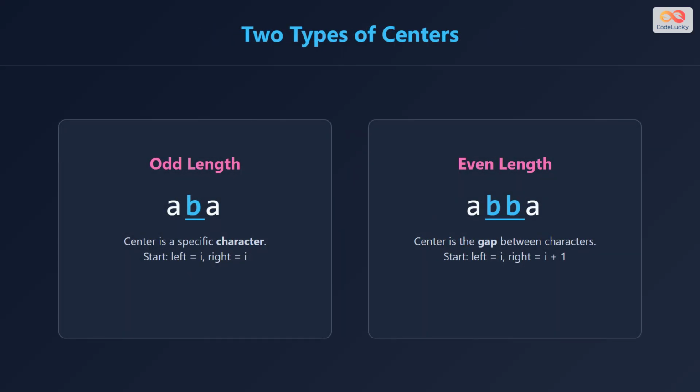There are 2 types of centers to consider. For odd-length palindromes like ABA, the center is a specific character. For even-length palindromes like ABBA, the center is effectively the gap between 2 characters.